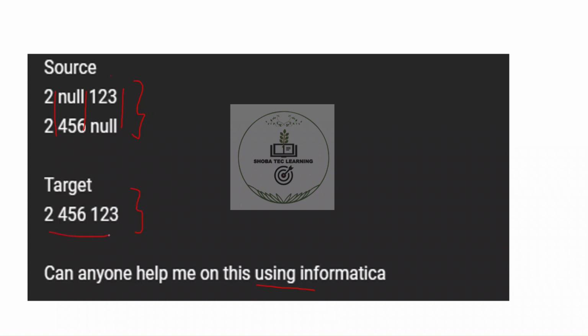The output is 2, 4, 5, 6 and the third column is 1, 2, 3. That is, in the first column 2 should be present, in the second column 4, 5, 6, and in the third column 1, 2, 3. Like that it should be present. Now we'll go to data integration and create the mapping. Before that, first we want to take our source and target.